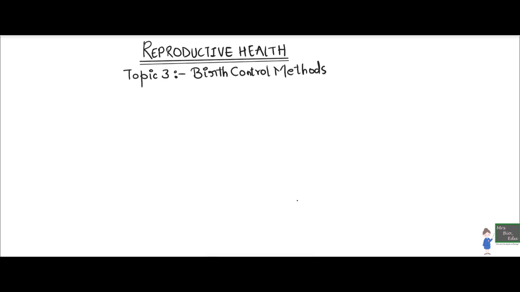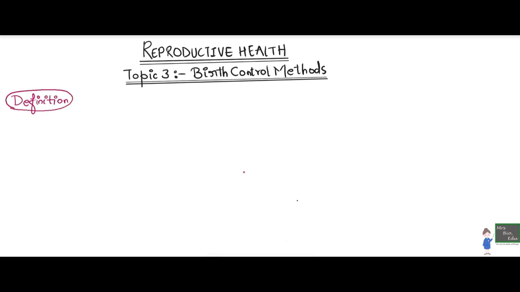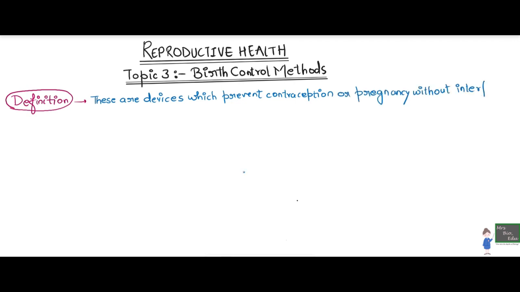So, birth control methods. Firstly, we have to define what we mean by birth control methods. The definition is very simple. It is actually some devices or apparatus that help provide contraception. I'm sorry, I wrote prevent over there. It should be provide contraception or prevent pregnancy without interfering with the reproductive health of the individuals. These are devices which are given to reproductively active individuals. They can use them and avoid any unwanted pregnancies.